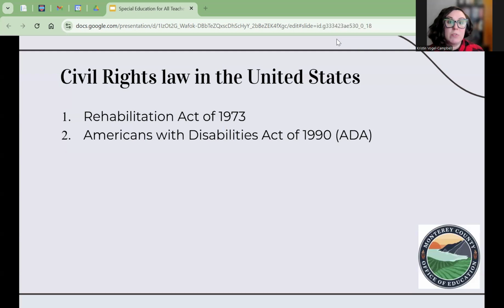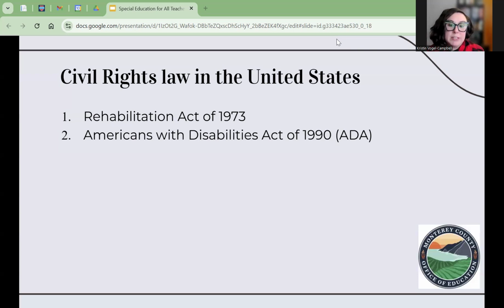Now we're going to talk about civil rights laws in the United States. First, the Rehabilitation Act of 1973. This was the law that preceded IDEA of 1975. The Rehabilitation Act serves to protect the rights of people with disabilities in several ways. First, it protects people with disabilities against discrimination relating to employment. And secondly, it provides students with disabilities equal access to the general education curriculum under Section 504 of the Rehabilitation Act. And we'll talk a little bit more about Section 504 in a bit.